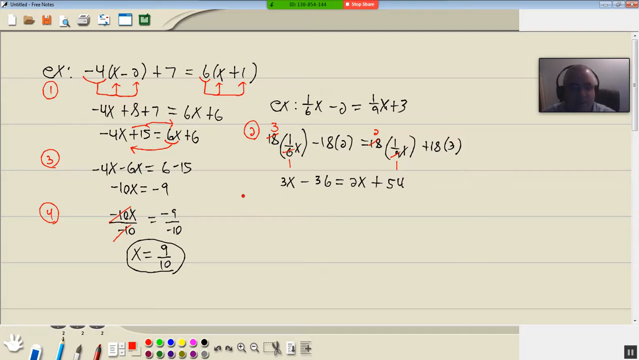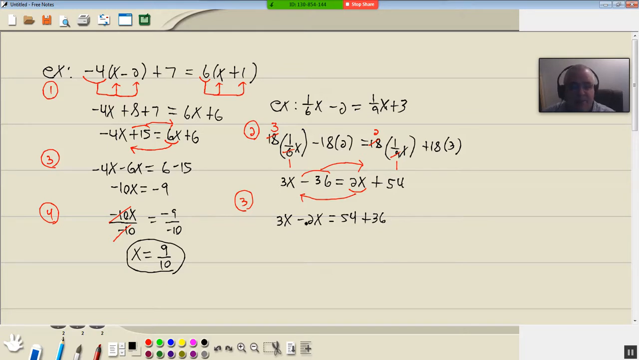Step 3. Get everything with an x on one side, numbers on the other side. So I'll take this 2x, move it to the left side. I'll take this negative 36 and move it to the right side. Anytime you take anything over the other side of the equals, the sign changes. So positive 2x becomes a negative 2x. The negative 36 becomes a positive 36.